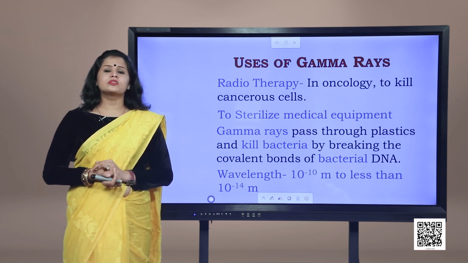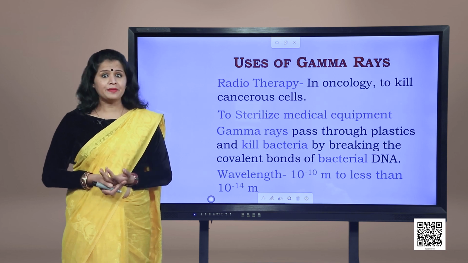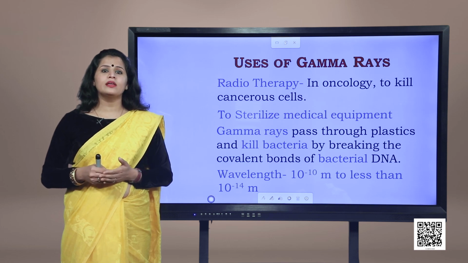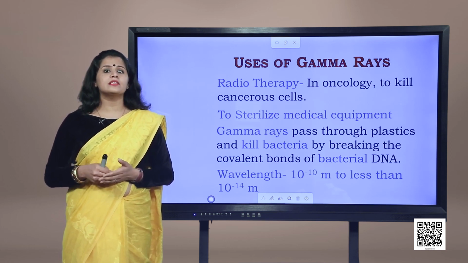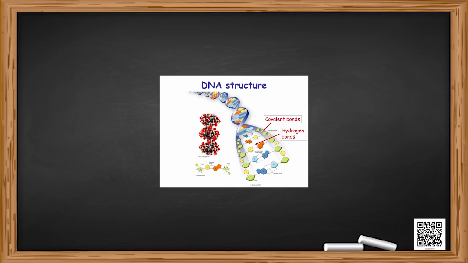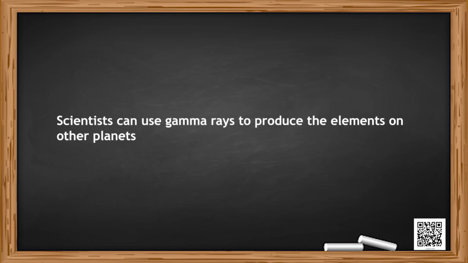Gamma rays are used mainly in the medical field, radiotherapy. In oncology, gamma rays are used to kill cancerous cells. They are also used to sterilize medical equipment. Gamma rays pass through plastics and kill bacteria by breaking the covalent bonds of bacterial DNA. Scientists can use gamma rays to produce the element on other planets.